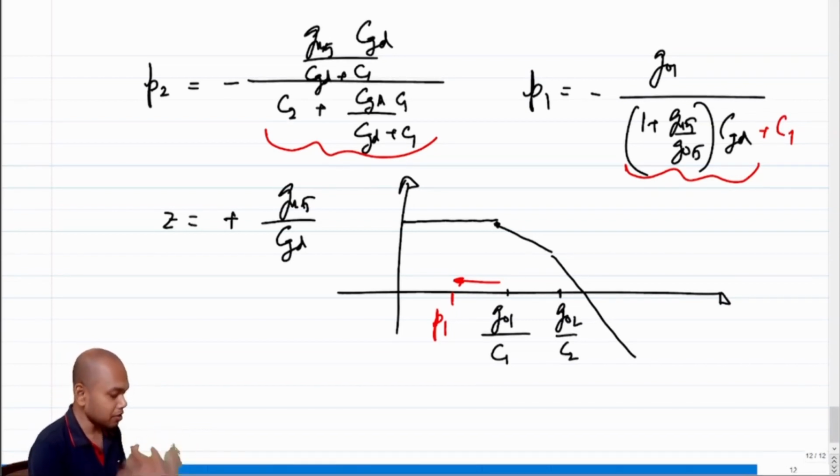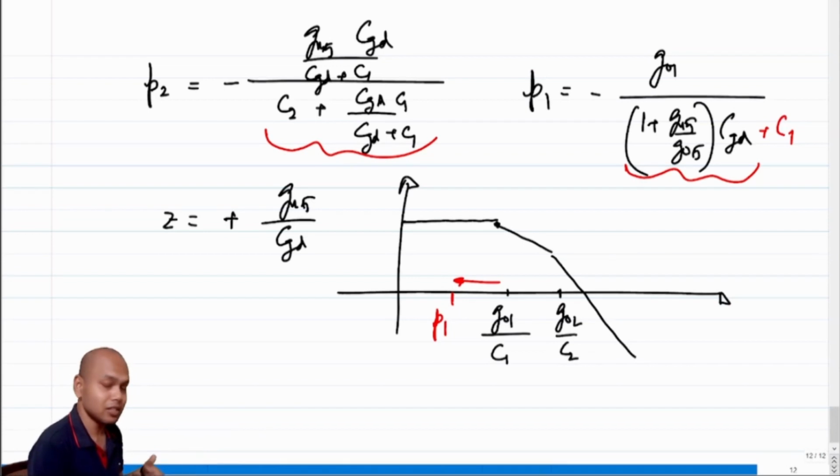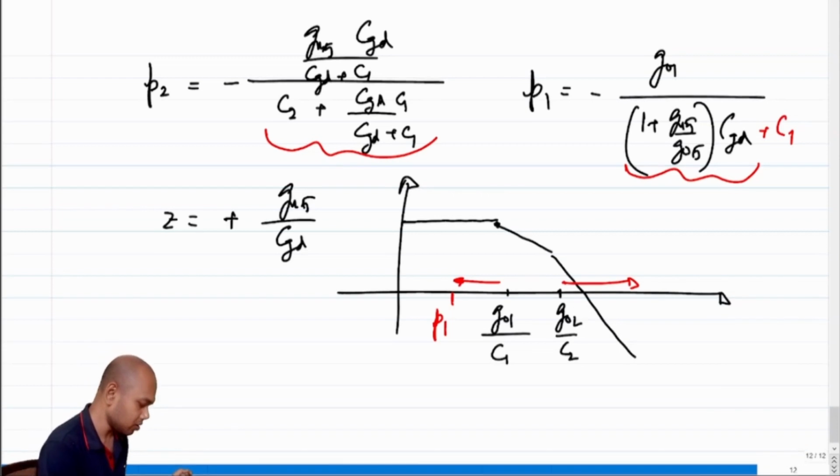And if CGD and C1 are of the same order, the numerator is approximately some alpha times GM5. Earlier, the numerator was G02, which means that P2 has shifted to the higher frequency. The pole splitting is happening automatically, right? So we don't have to do much. By virtue of CGD, the pole splitting has taken place automatically, right? So your P2 has come here.